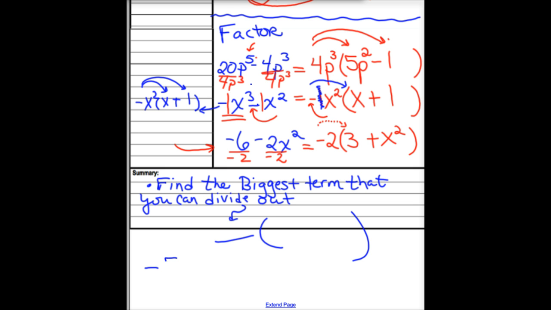A negative 5x squared minus, and let's just say a 25x. I want you to do that one and show it to me. And if it's right, I'll give you the worksheet. If it's wrong, we'll fix it, and I'll give you the worksheet.